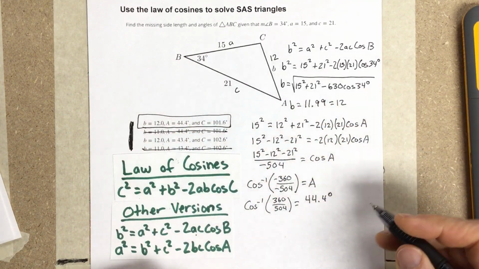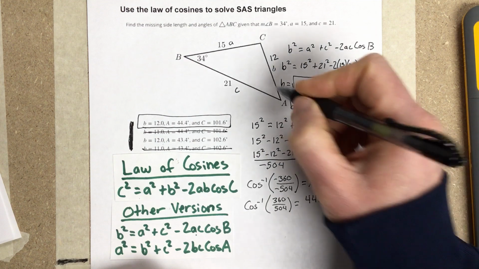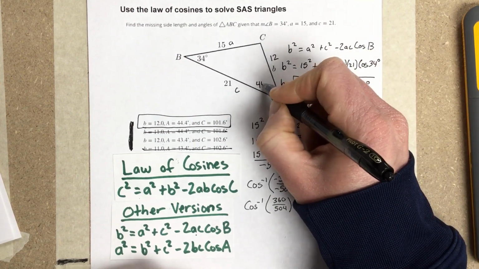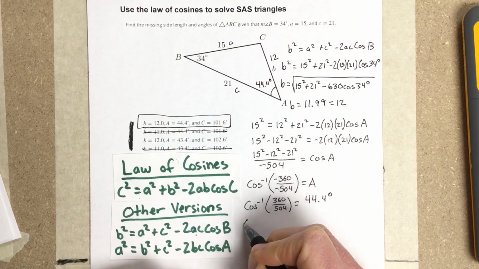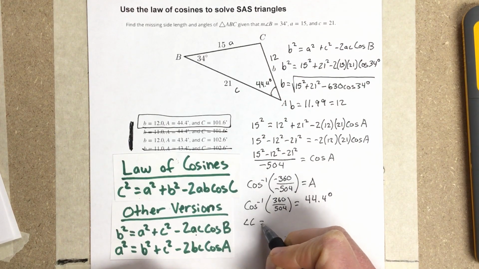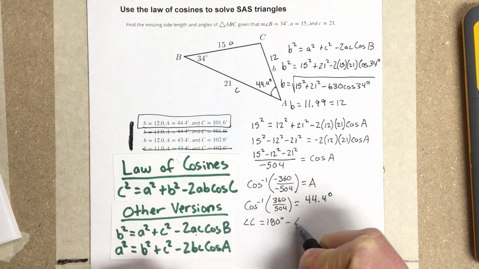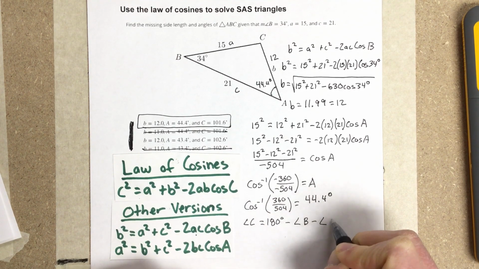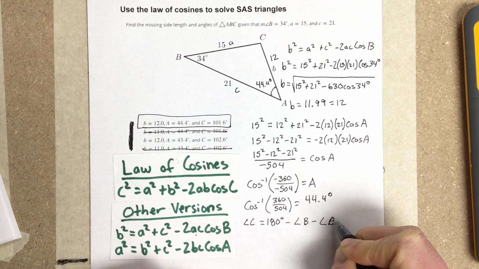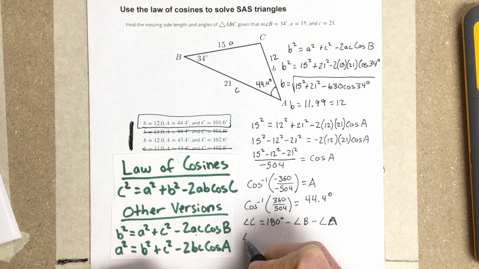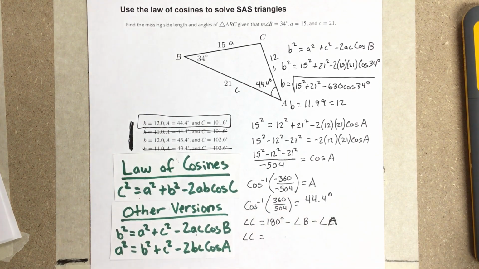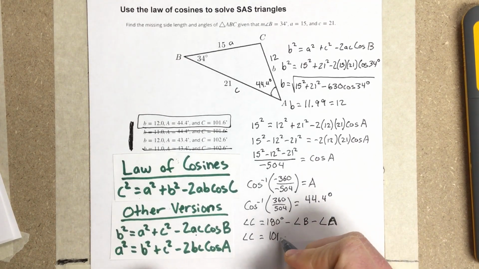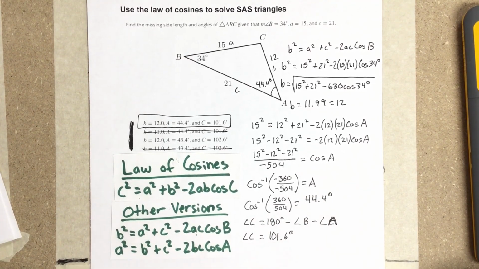Now we can find C to be 106. Let's go ahead and write that in there. So A would be 44.4 degrees. If I want to find angle C, it's going to equal 180 degrees minus angle B minus angle A. And angle C would equal 180 minus 44.4 minus 34, and you get 101.6. And that's how you use the law of cosines to evaluate a side angle side triangle.